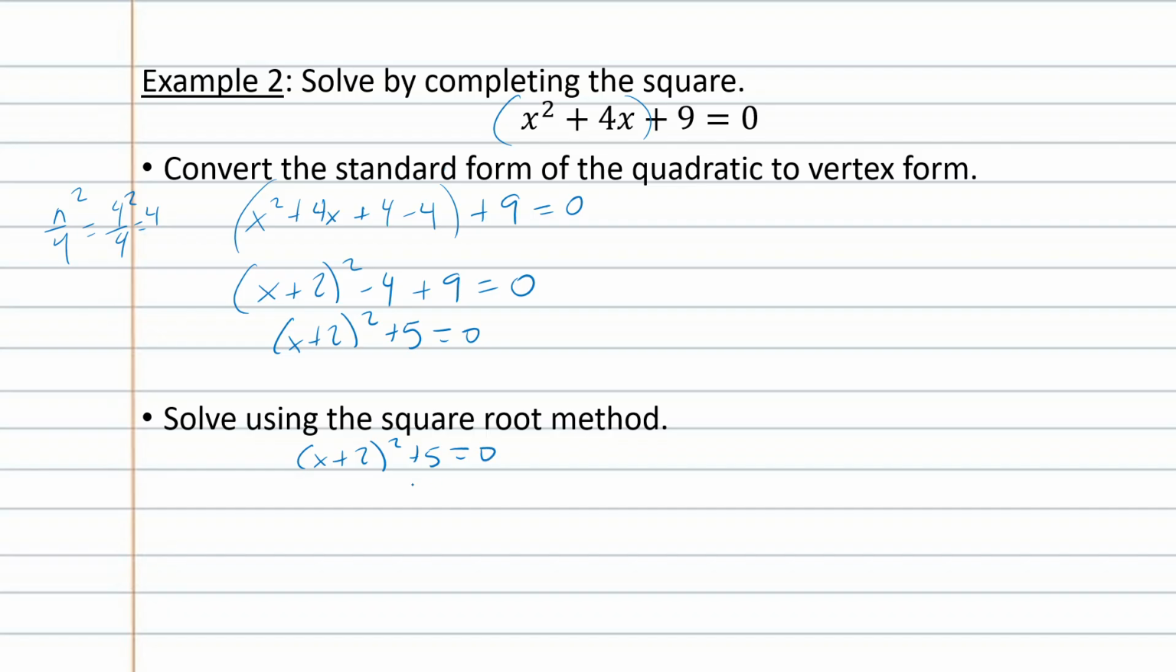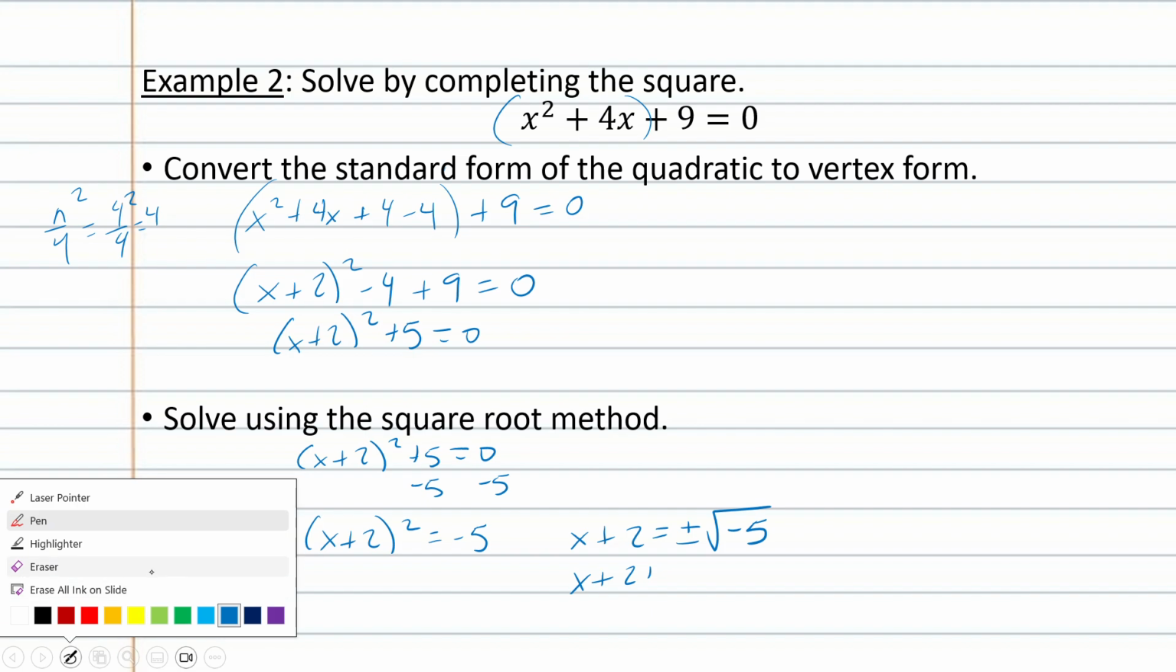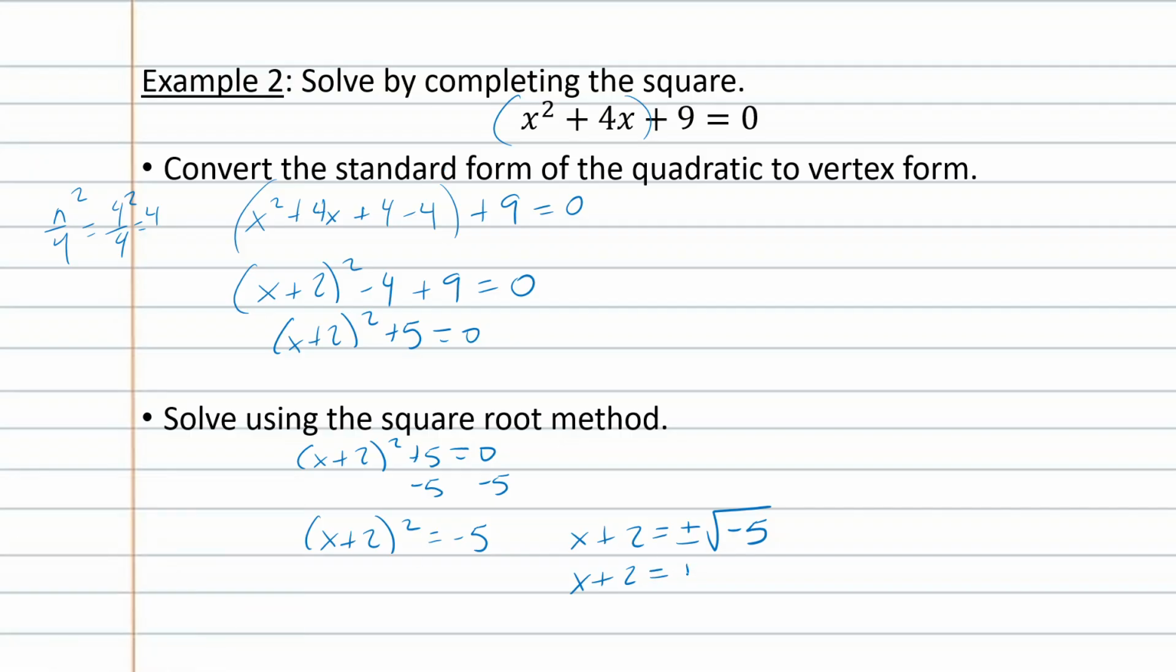I'm just going to rewrite it here. We're going to subtract 5 over to the right hand side. This is going to give us x plus 2 squared equals negative 5. This is going to give us x plus 2 equals plus or minus the square root of negative 5, right? Which is going to give us x plus 2 equals plus or minus i square root 5, because I want to get rid of that negative 1. If I subtract the 2 over here, my final answer here is going to be x equals negative 2 plus or minus i square root 5.